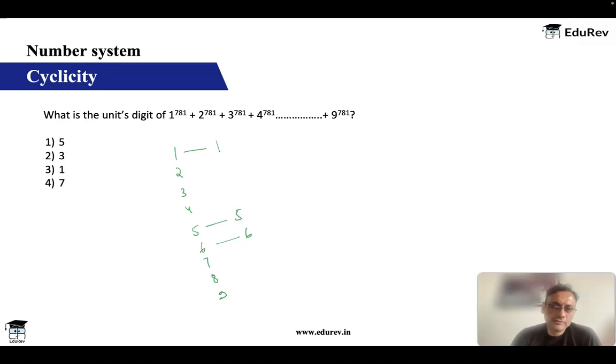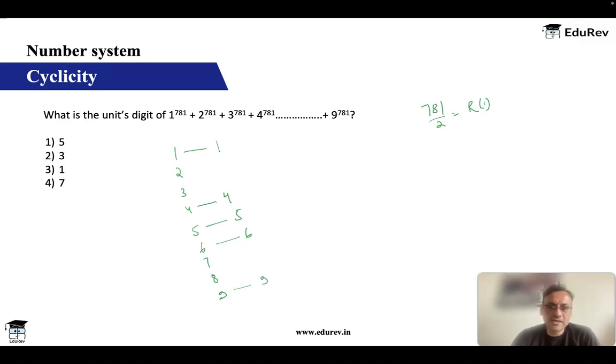Then we have 4 and 9. 4 has a cyclicity of 2, and the power is the same for all of them, 781. 781 divided by 2 will obviously give a remainder of 1. So the answer will be the same as 4 to the power 1, which is 4. And 9 to the power 1 is 9.